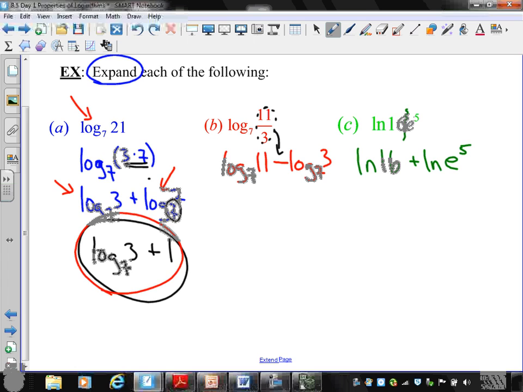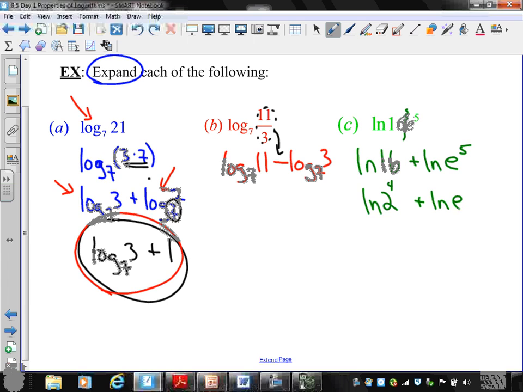Okay, so what can I do with this? Well, the 16, remember, 16 is a special number. I need to think of that not really as 16, but either as 4 squared or better yet, 2 to the 4th. So I'm going to write this as the log of 2 to the 4th. And I'm just going to rewrite this natural log of e to the 5th.